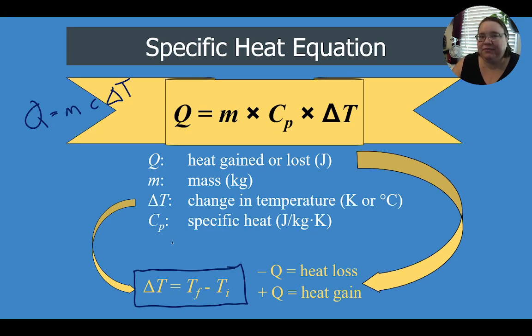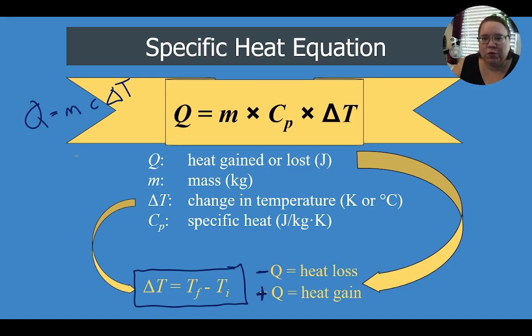And what that means is if I do this calculation and I get a negative Q, if I end up getting a negative value, that means my object lost heat. It gave up heat to something else. If I end up getting a positive Q, that means it has gained heat. It has absorbed energy from something else. Its particles are now moving faster because it absorbed heat.